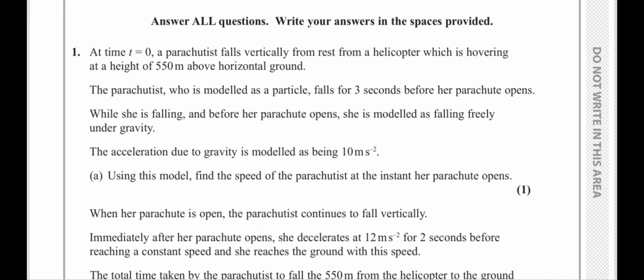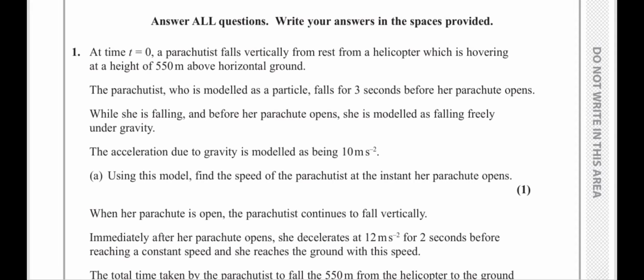At time t equal to 0, a parachutist falls vertically from rest from a helicopter which is hovering at a height of 550 meters above horizontal ground. The parachutist, who is modeled as a particle, falls for 3 seconds before her parachute opens. While she is falling and before her parachute opens, she is modeled as falling freely under gravity. The acceleration due to gravity is modeled as being 10 meters per second squared. Using this model, find the speed of the parachutist at the instant when her parachute opens.